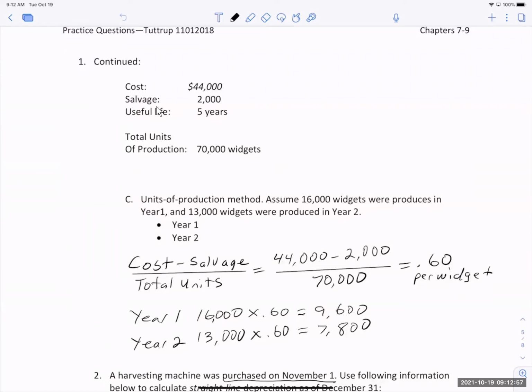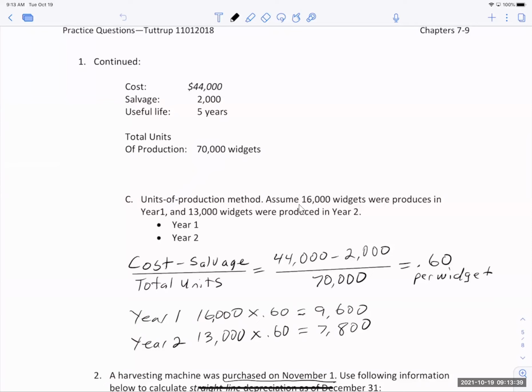Now, except when you do the units of production, we're not going to use years. Instead of the useful life of 5 years, we're going to put in the total units of production, the 70,000. These are widgets. This is the amount of widgets that this machine is going to be able to produce. So that's where we get the 70,000. Over the life of this machine, we believe that it's going to be able to produce 70,000 widgets. Well, how do we do this? Well, let's talk about this.